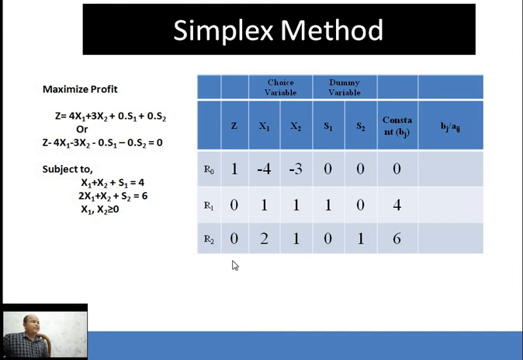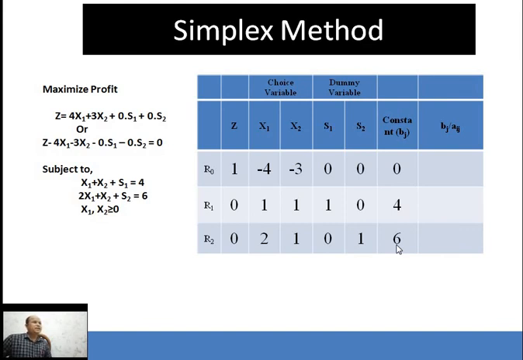Like that, in row 2 there is no z in the second constraint, so it is 0. Coefficient of x1 is 2, so it is 2. Coefficient of x2 is 1, so it is 1. There is no s1, so the coefficient of s1 is 0. Coefficient of s2 is 1, so it is 1. The constant part is 6. Now look at this table.